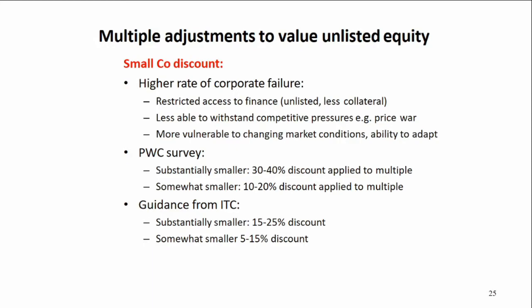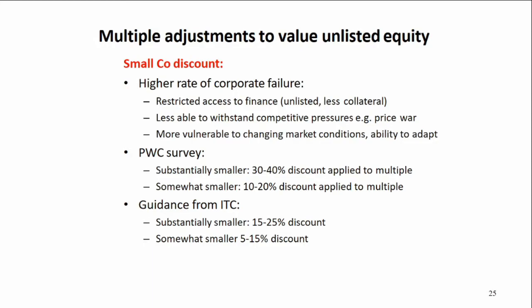If we look at our various sources, such as our PwC survey and our ITC guidance, we need to look at what they have adjusted for in the past. In our PwC survey, we can see that if our unlisted company is substantially smaller than our listed company, an adjustment of between 30 to 40% has been applied to the multiple. Whereas if our unlisted company is only somewhat smaller, the adjustment usually falls between 10 to 20%, and this was applied to the multiple in the PwC survey.